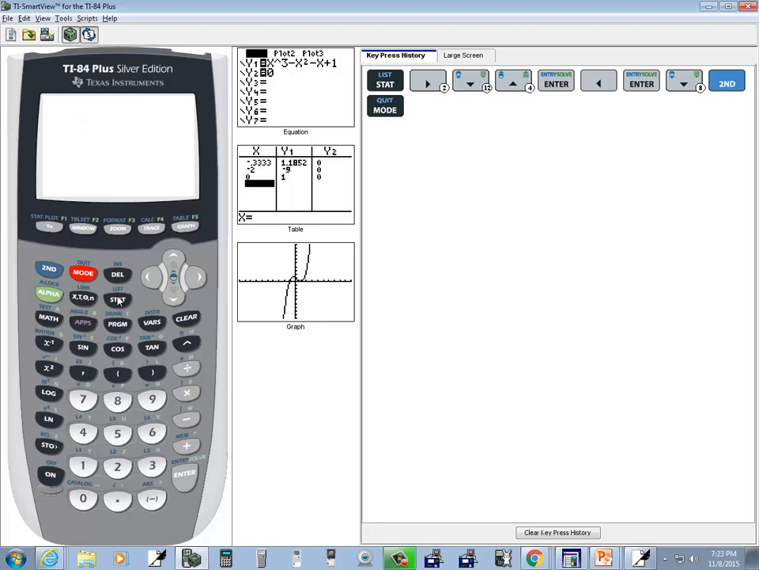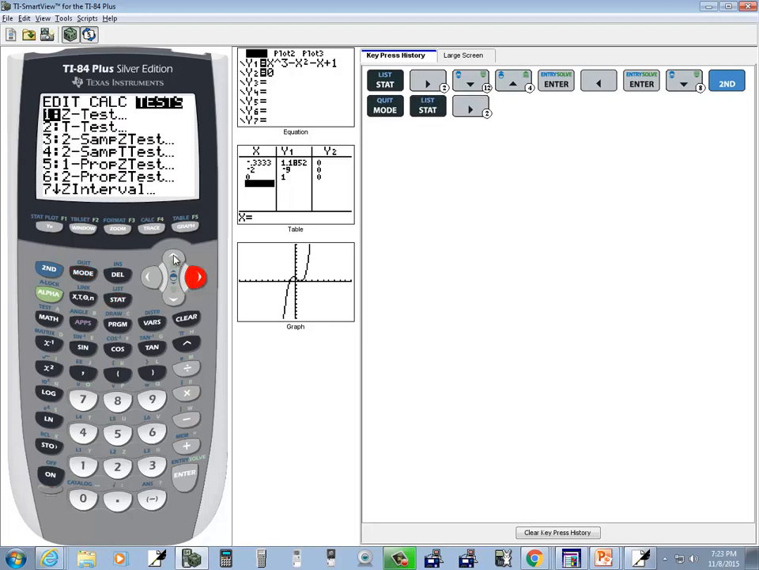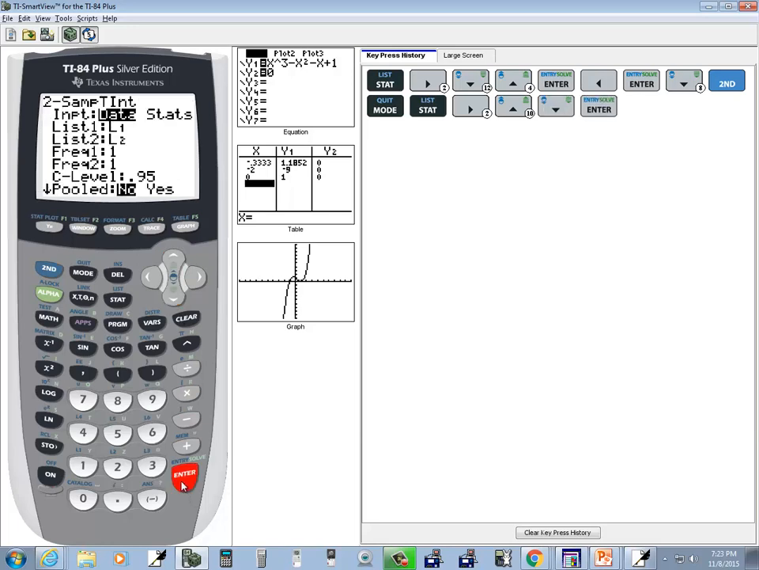Okay, let's look at 2-SampTInt. So I do stat, go over to tests. I thought it might be faster to go up, but it doesn't look like it. Okay, 2-SampTInt. You notice you've got data and stats again. If you choose data, you don't have to enter sigma, because remember, you don't have sigma. But there is a pooled option. Under 2-SampTInt, the pooled option is if the population variances are the same, then you choose yes for pooled. You'll probably never have that happen, or very rarely, because usually you don't know the population variances.